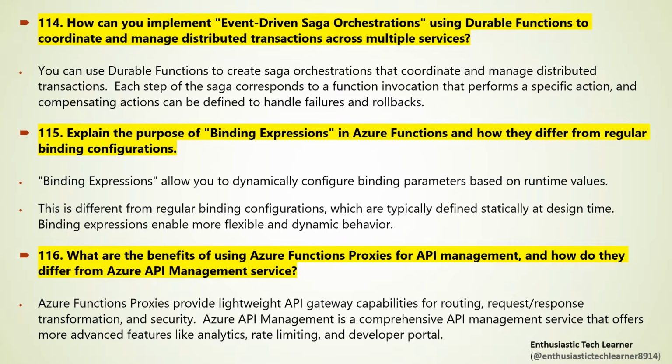What are the benefits of using Azure Functions proxies for API management, and how do they differ from Azure API Management Service? Azure Functions proxies provide lightweight API gateway capabilities for routing, request/response transformation, and security. Azure API Management is a comprehensive API management service that offers more advanced features like analytics, rate limiting, and developer portal.